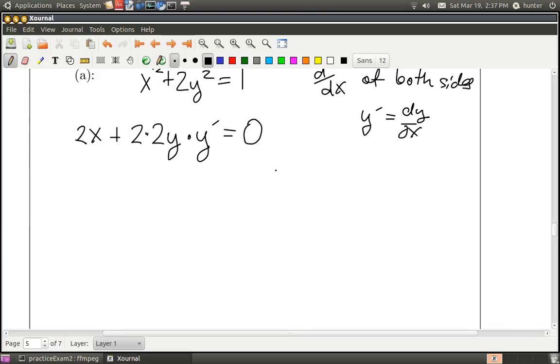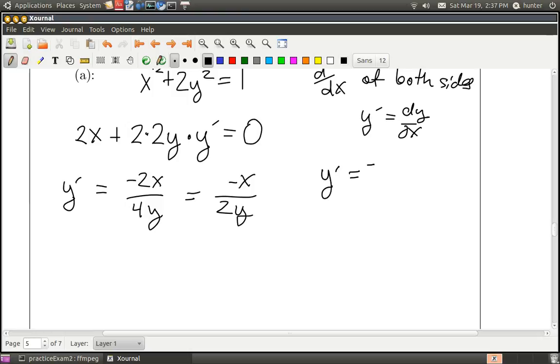Okay, so now I just solve for y prime. So y prime is equal to minus 2x divided by 4y. And so this is just minus x over 2y. So very similar to what we get when we find y prime for the circle. Let me just write that again. Okay, so minus x over 2y. And that is the answer for part A.